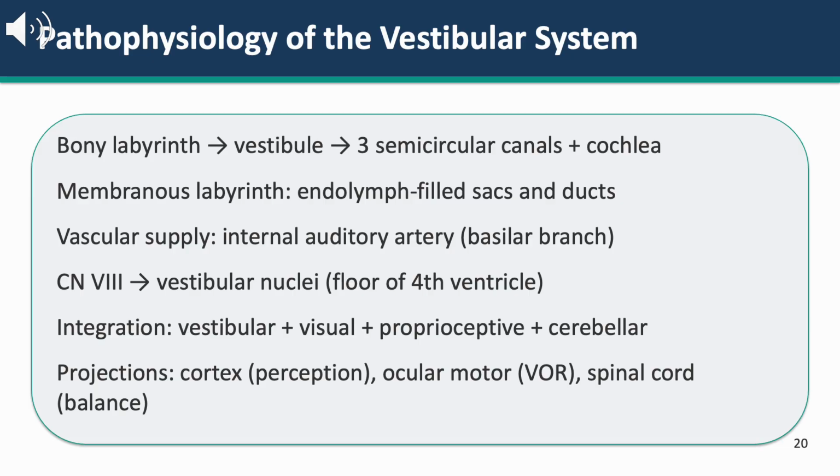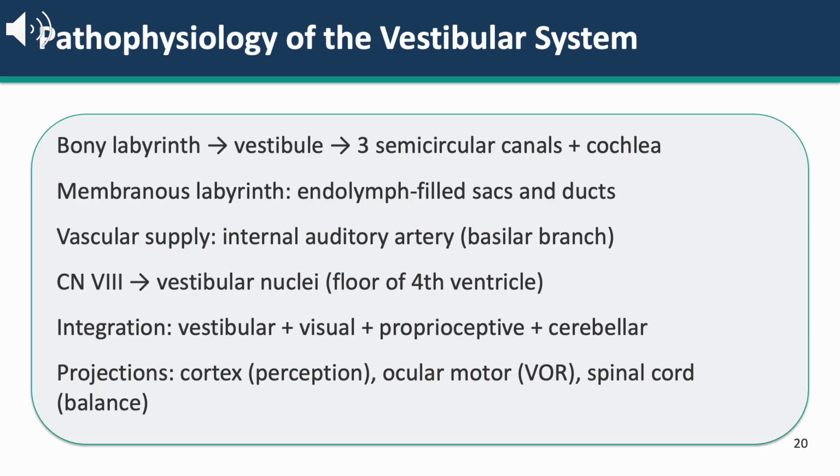The membranous labyrinth receives its vascular supply from the internal auditory artery, usually originating from a branch of the basilar artery. Sensory information from the vestibular receptor organs is conveyed centrally by the 8th cranial nerve through the internal auditory canal to synapse in the vestibular nuclei on the floor of the 4th ventricle. The vestibular nuclei integrate inputs from the vestibular receptors, the visual system, the proprioceptive pathways, and the cerebellum.